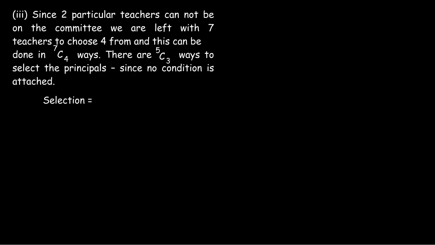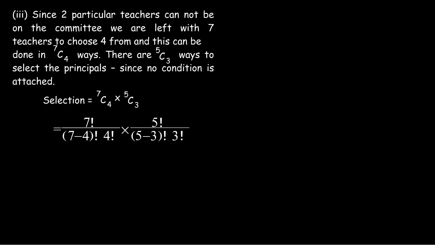For (iii), since 2 particular teachers cannot be on the committee, we are left with 7 teachers to choose 4 from, and this can be done in 7 combination 4 ways. There are 5 combination 3 ways to select the principals since no condition is imposed. So our selection will be equal to 7 combination 4 times 5 combination 3, which will be equal to 7 factorial divided by (7 minus 4) factorial, 4 factorial, times 5 factorial divided by (5 minus 3) factorial, 3 factorial, which will then be equal to 7 factorial divided by 3 factorial 4 factorial, times 5 factorial divided by 2 factorial 3 factorial.